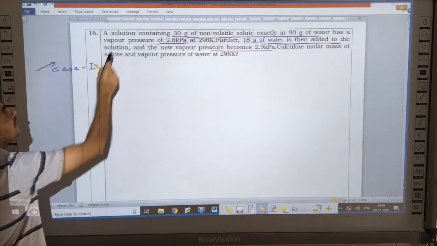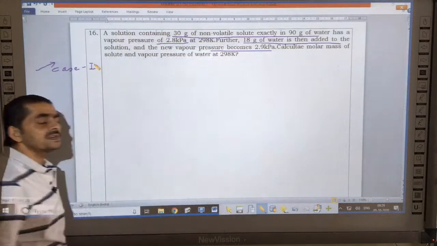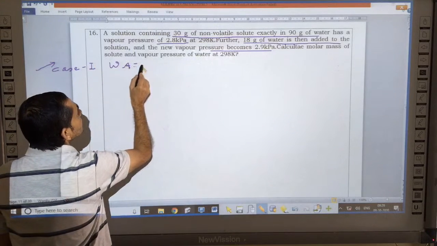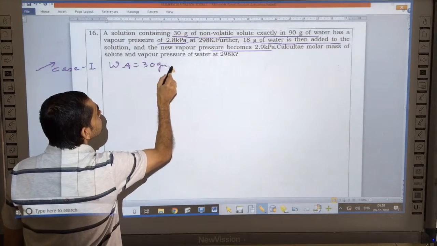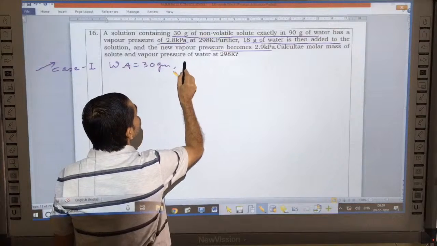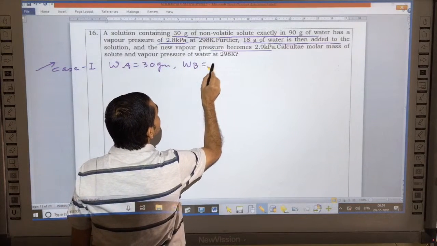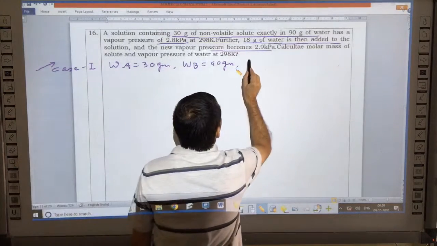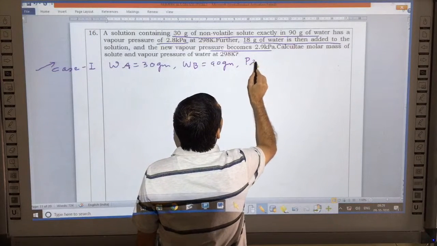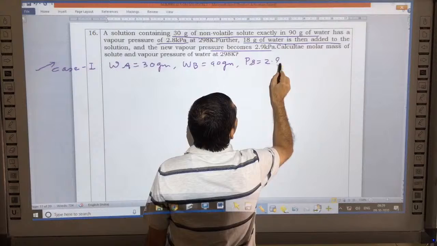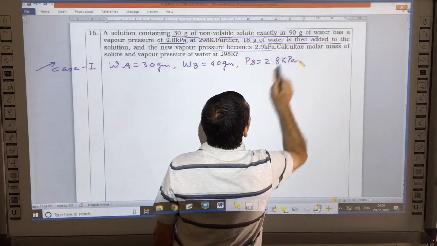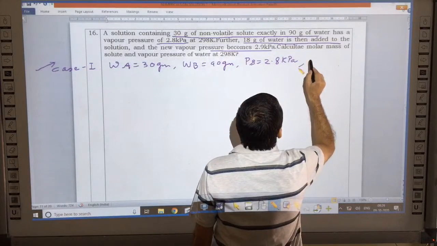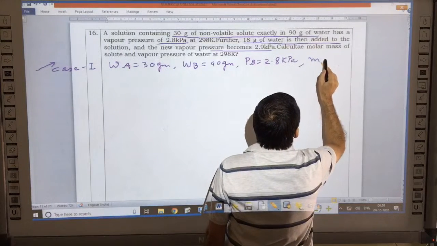Case first. A solution containing 30 gram of non-volatile solute. 30 gram of non-volatile solute means WA. Molar mass of solute is unknown. In 90 gram of water, that is WB. This is 90 gram of water. Has vapor pressure. Vapor pressure is given. This is vapor pressure of solution, and this is equal to 2.8 kilopascal. Clear? Then we have to calculate molar mass. Suppose this molar mass is unknown.